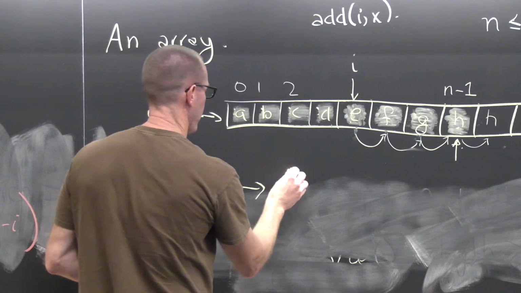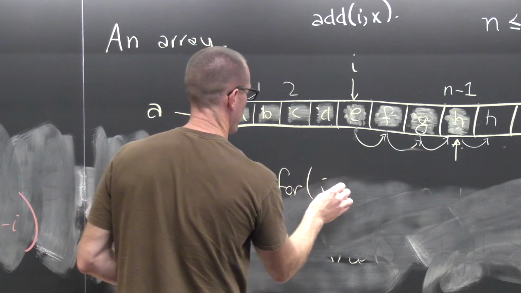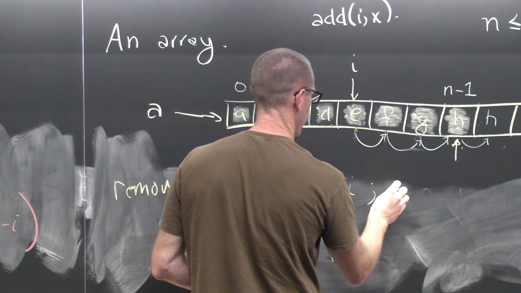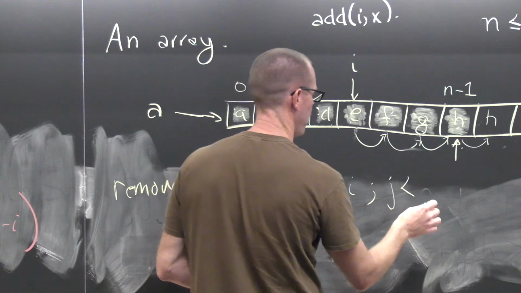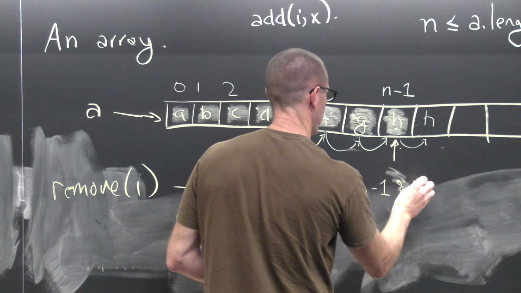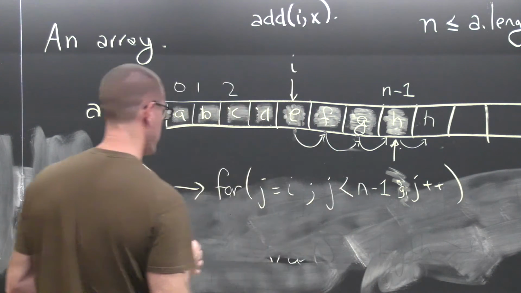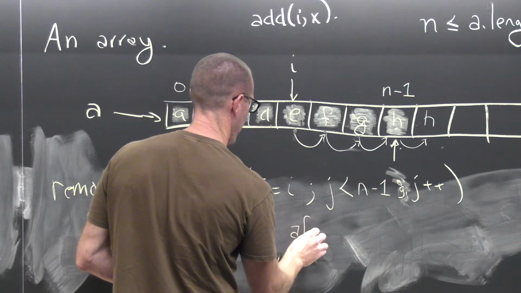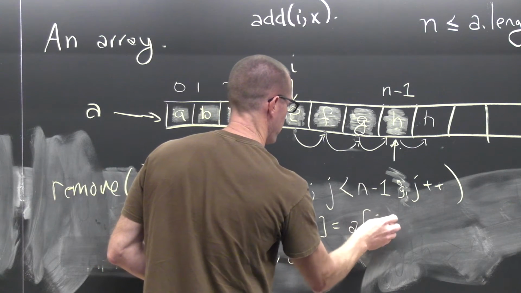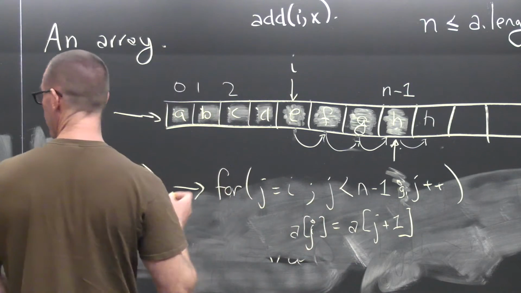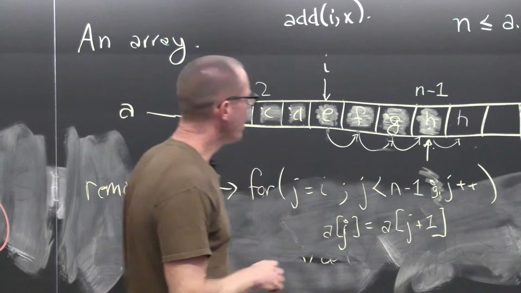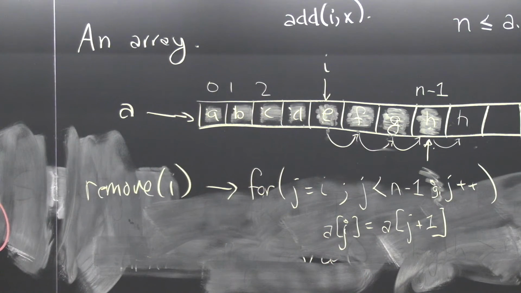So that looks something like for j is equal to I, j is smaller than n minus 1, j plus plus, and I'll say a at j is equal to a at j plus 1. Okay? So that implements this thing. Anything else we should do?